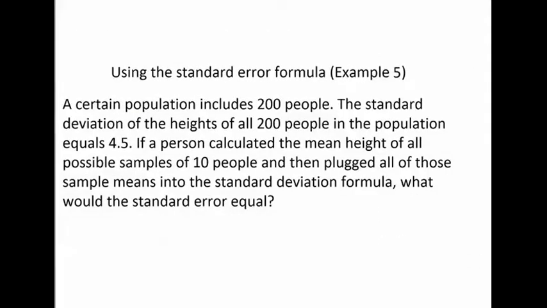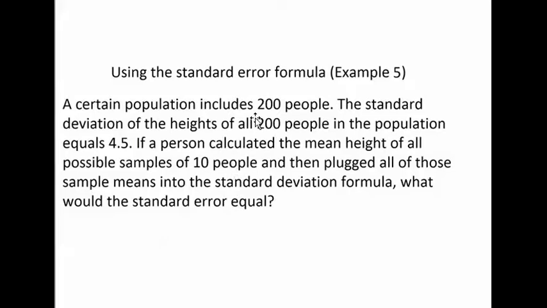Now let's look at one more example. This is actually the same situation again, and the only thing that's changed is that the population size is now 200. The population now has 200 people. And just like before, this person is going around and calculating the mean height of every possible sample of 10 people that could be selected from the population, and the person is calculating the standard deviation of all of the sample means to get the standard error. The person is using the long method of finding the standard error.